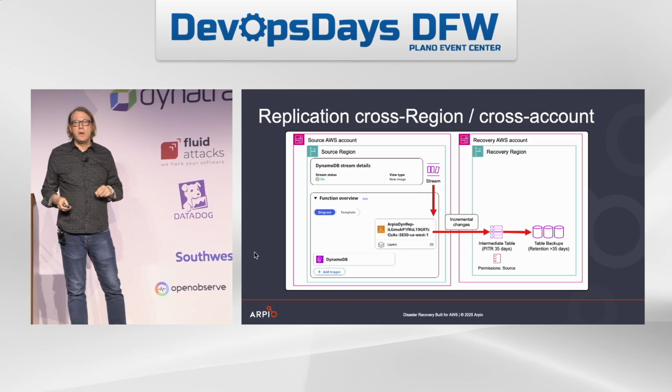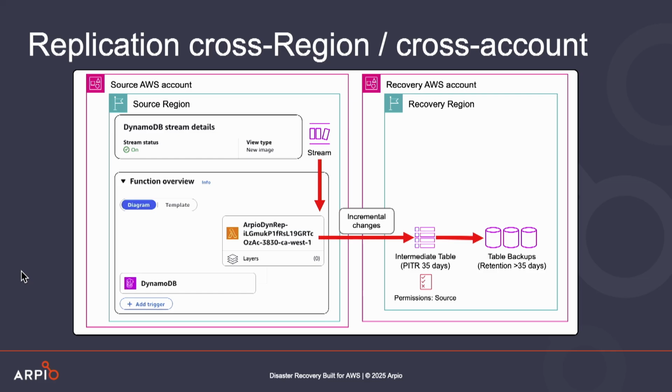This enables us to do incremental backup. And you can see on the left, all we have to do is enable streams on our DynamoDB database. We deploy a Lambda. That Lambda gets triggered by the streams. That Lambda is given permission to write to an intermediate database table in the recovery side, and we then take backups from that table. So now we've got cross-region, cross-account, real-time replication with incremental backups. When we need it, we can either recover from the live database if we need real-time recovery, or we could recover from one of those backups if we're recovering to a recovery point.